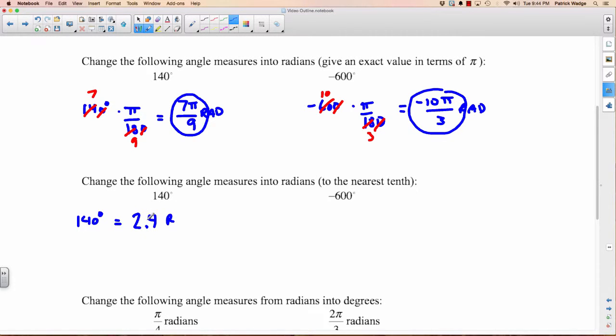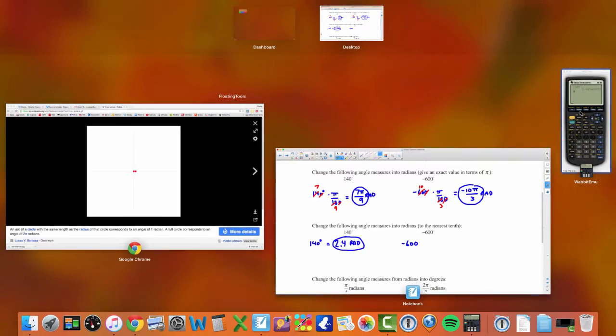And in this case, when you see a pi in one of these, it's kind of a giveaway that you're talking about radians. But if it just said 2.4, I think I would take the time to put rad or radians. Otherwise, it can be not so clear. Same with this one, negative 600. You could multiply by pi and divide by 180, or you could use your TI again.